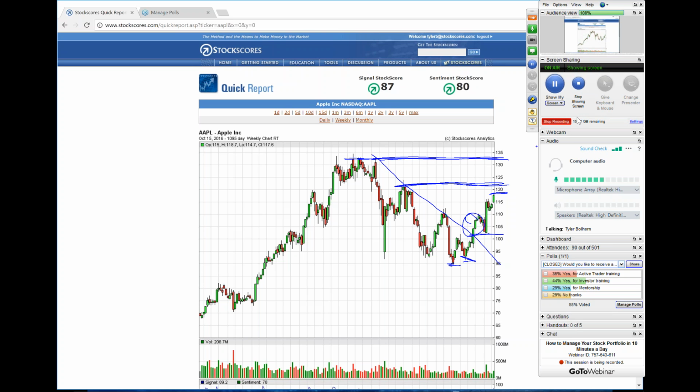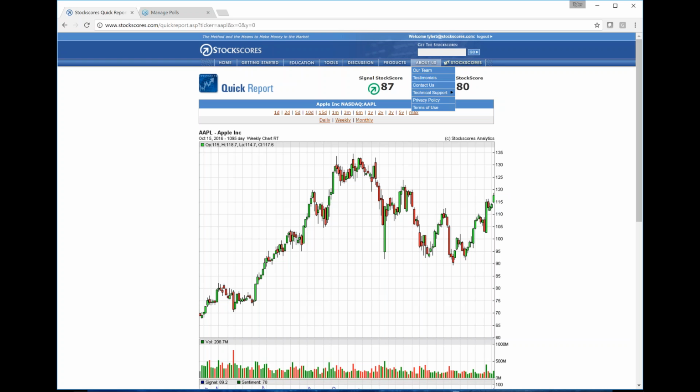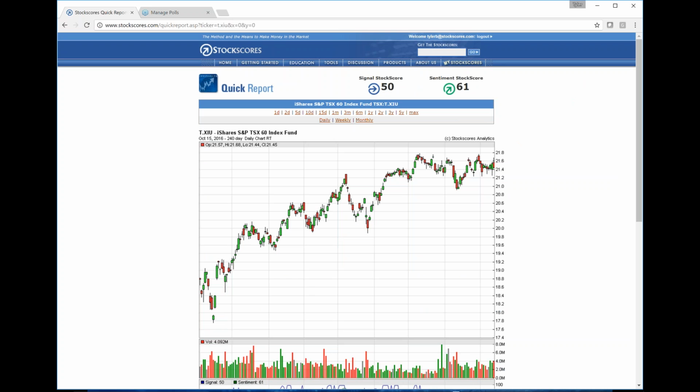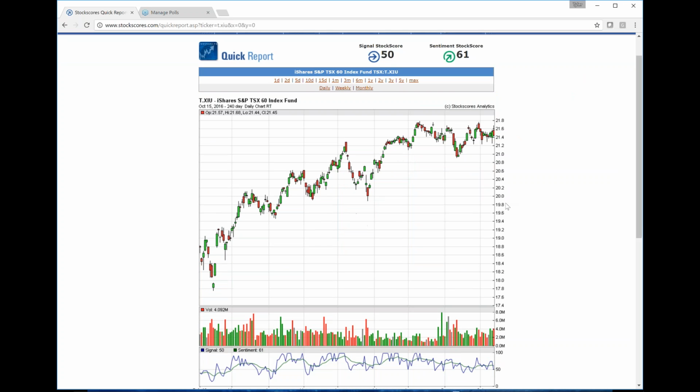All right, I was going to look at an ETF. So let's pull up a Canadian ETF. The main Canadian index ETF is XIU. So you punch in T.XIU. We track them all on stock scores. You can scan them on stock scores, that sort of thing. Here's the TSX market. Actually looks pretty healthy. It's boring.